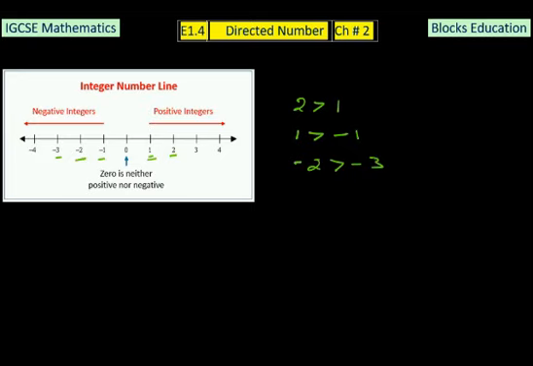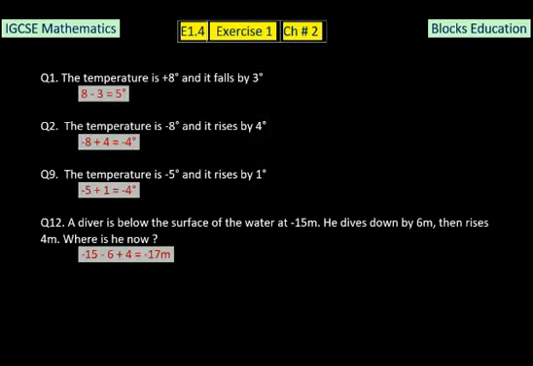So it is very important to know how the integer number line works, and it is the same with the real number line as well. The only difference is that the real number line has decimal numbers in between, but in the integer number line we're strictly taking the whole numbers. Okay, so let's start exercise 1 of chapter number 2.